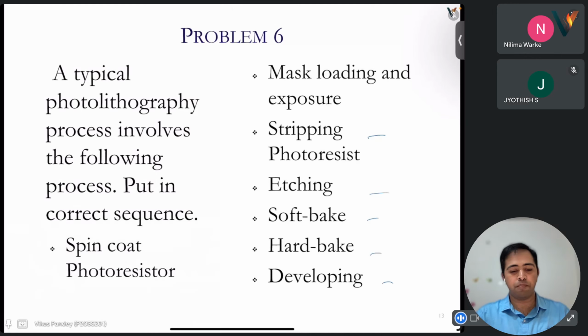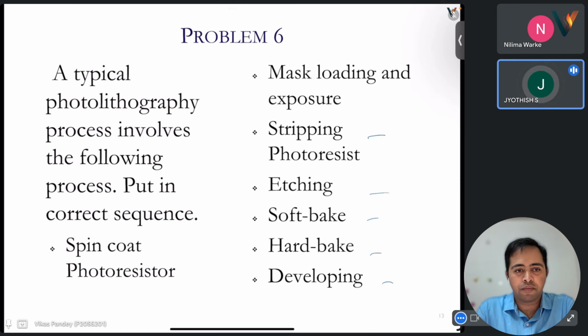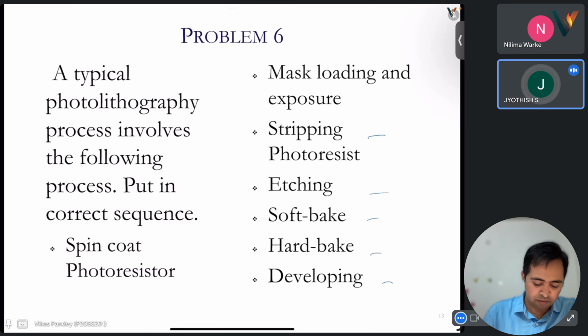At least some part you can say, right? So what can be the correct sequence of photolithography? So I don't know the full answer, but my answer is spin coat the photoresist first.